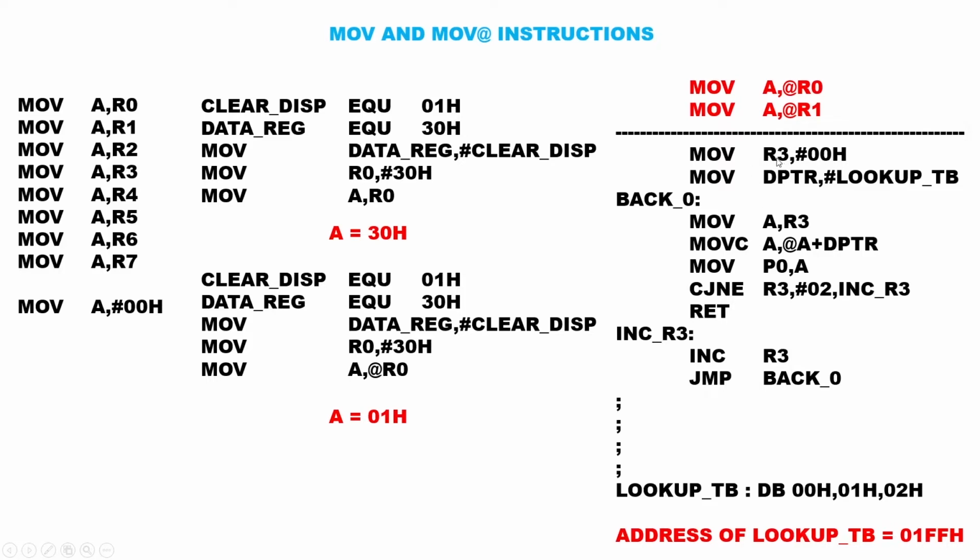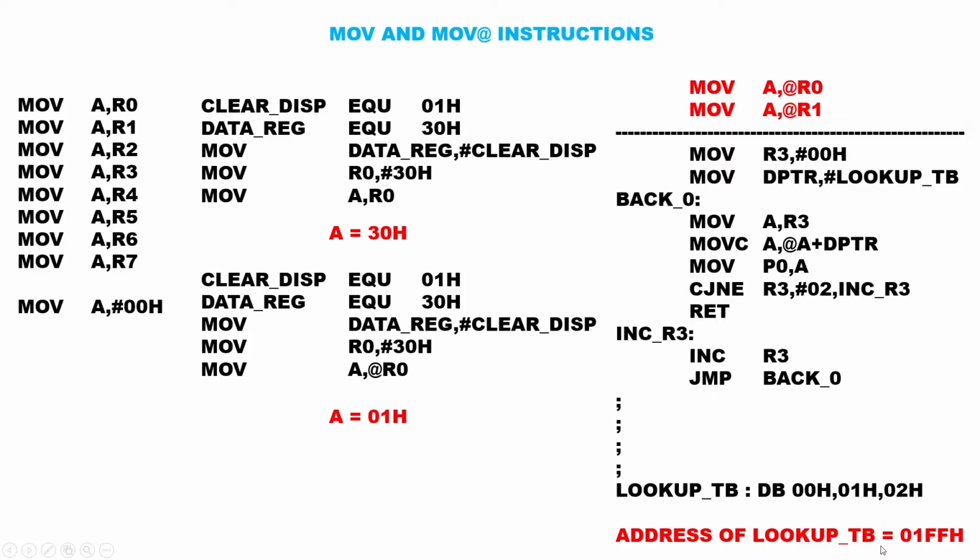And on this line we have initialized the value of R3 to 00h by using the instruction MOV R3,#00h. Now we have moved the address of the lookup table to the data pointer. Say for example the address of the lookup table is 01FFH within a memory range of 64 kilobytes. So this address, 01FFH, will be loaded to the data pointer. In the routine back0, we have moved the value of R3 to the accumulator by using the instruction MOV A,R3. It means we have moved the value 00 to the accumulator. Here we can find the instruction MOVC A,@A+DPTR, and on this line the contents of the accumulator will be considered as an address, and the address of the data pointer will be added to the accumulator.